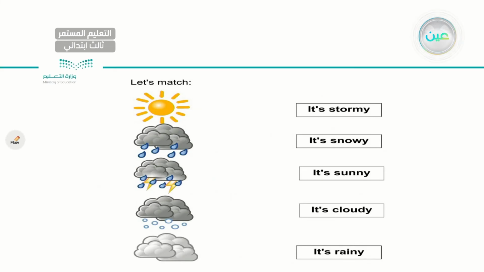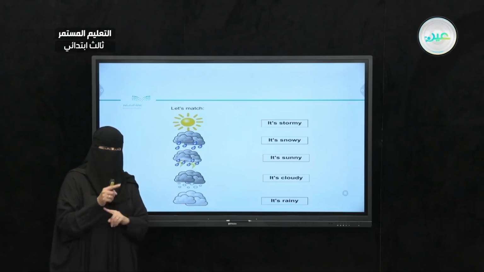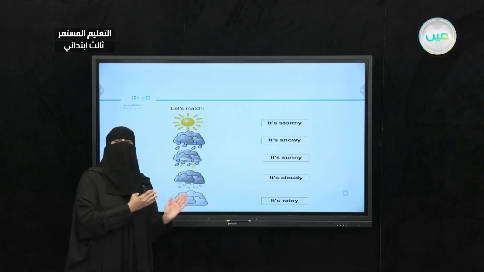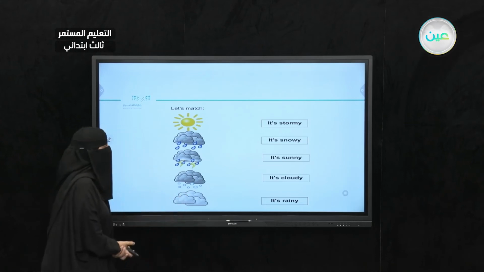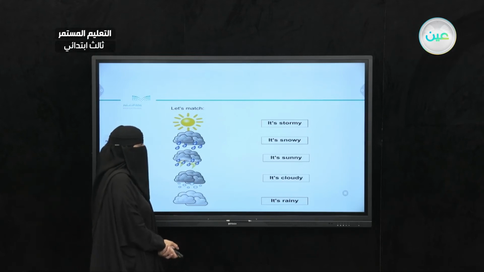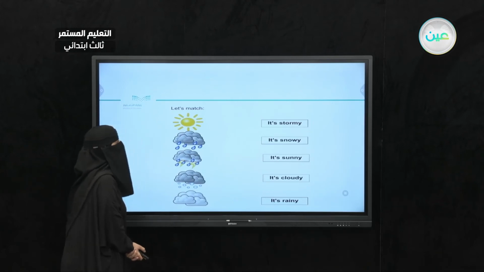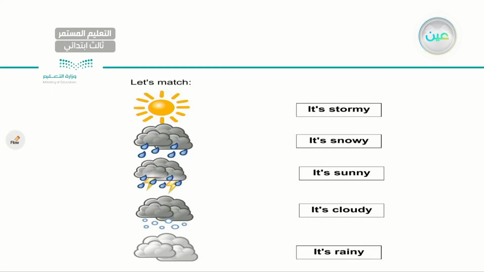Now let's go to this exercise. Let's match. To your left, I have 5 pictures. To your right, I have 5 sentences that describe the weather. Try to match the correct picture with the correct sentence. I have: it is stormy, it's snowy, it's sunny, it's cloudy, and it is rainy. So what do you think?